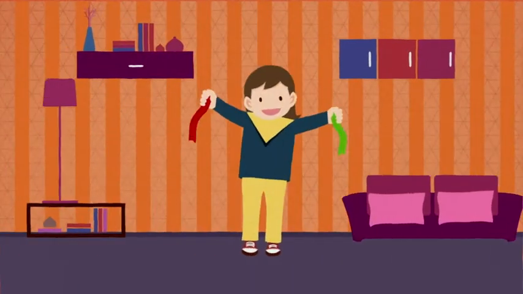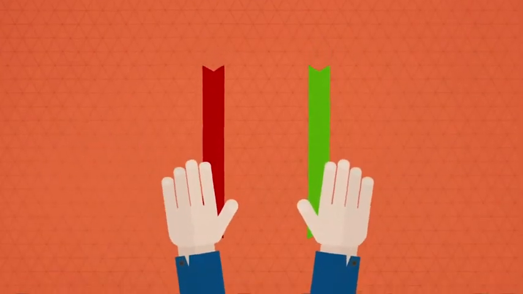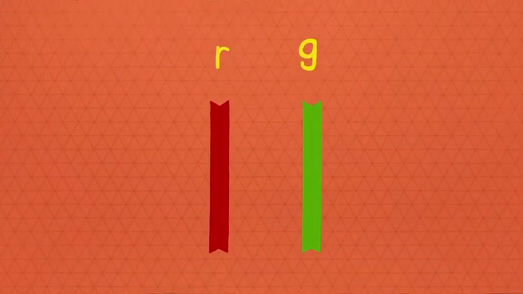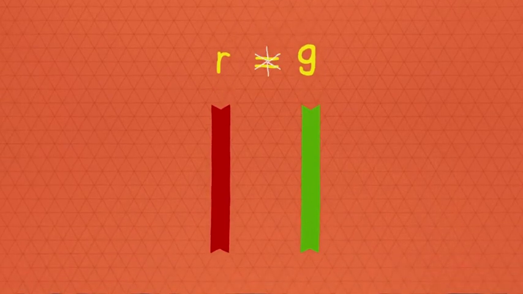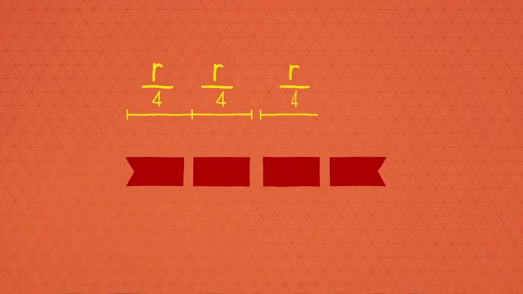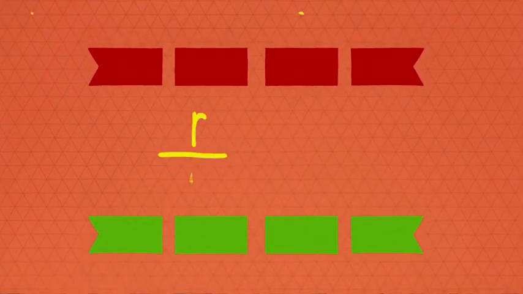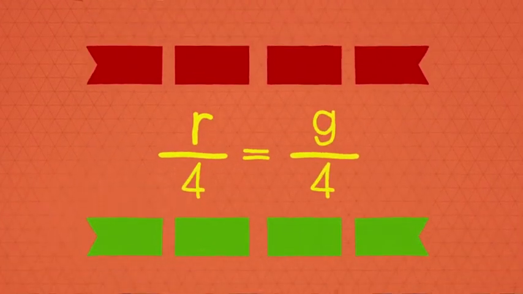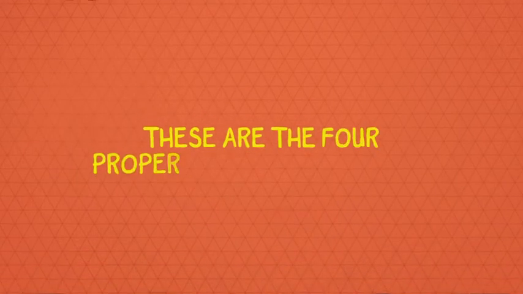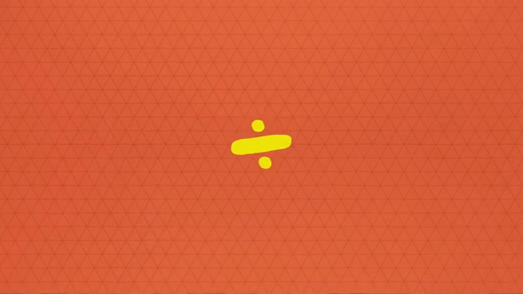Alaa enjoys sewing. She has 2 pieces of cloth, one red, R, another green, G. They are both the same length. What do we do? She cuts the red one, R, into 4 equal parts. Then she cuts the green one, G, into 4 equal parts. Will the short red cloth equal the green? Yes. This is called the division property of equality. These are the 4 properties of equalities: subtraction, addition, multiplication, and division.